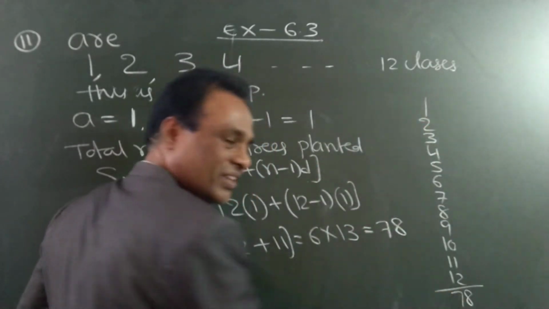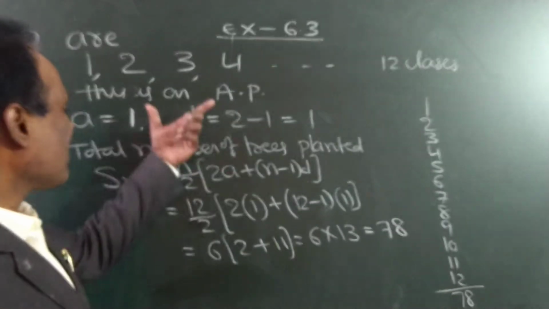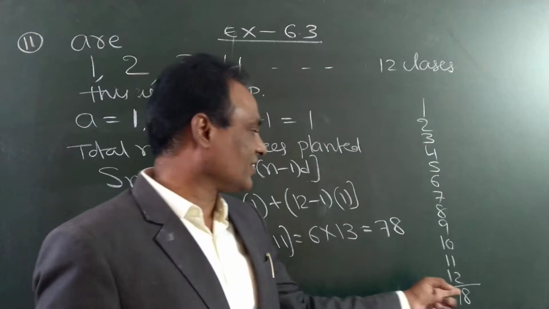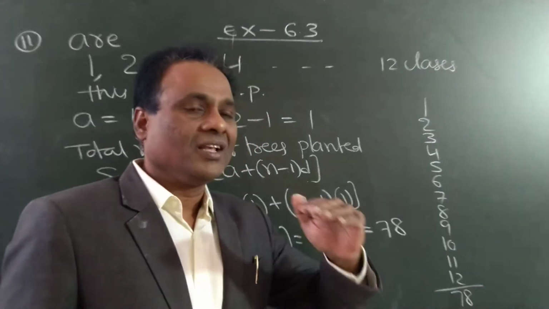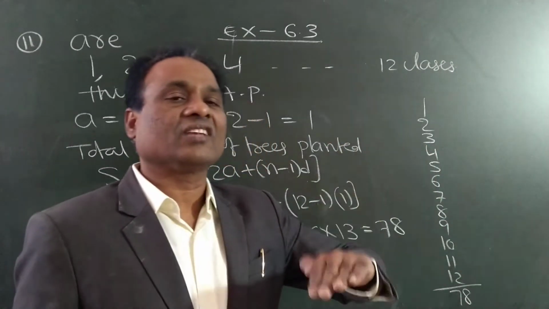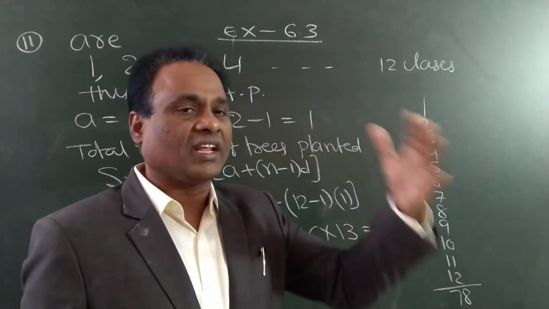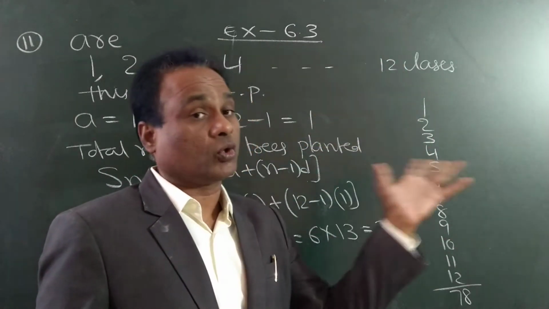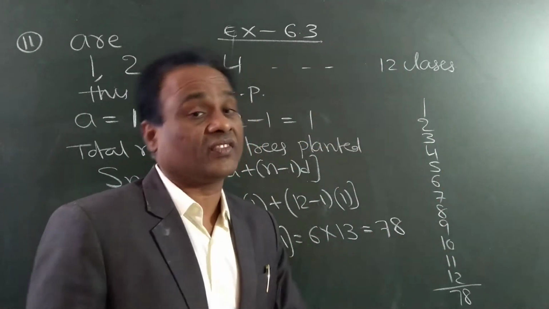See, I got the same answer, 78. Using the formula also the same answer. If you add, also 78 trees. First class students 1 tree, second class students 2 trees, third class students 3 trees. If they plant like that, total up to 12th class we will get 78 trees.